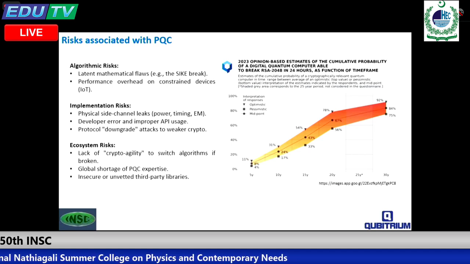And protocol downgrade attacks to weaker crypto, and ecosystem risks, lack of crypto agility and switching algorithms if broken. So basically, now PQC is the way all around the world for quantum computer assisted attacks. At least predominantly, that's considered the solution. So what if this protocol again breaks, just like the SIKE case? Again, we go and build something else. And how much money is wasted? How much effort is wasted? How much infrastructure is wasted? So that's why at some point we might stop doing that and then look for other alternatives. That is a significant weakness.